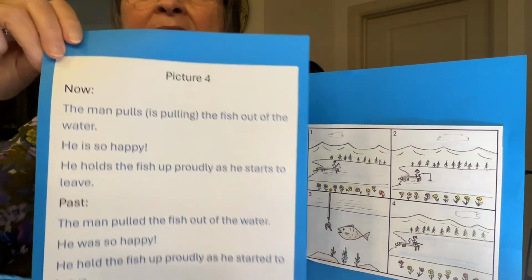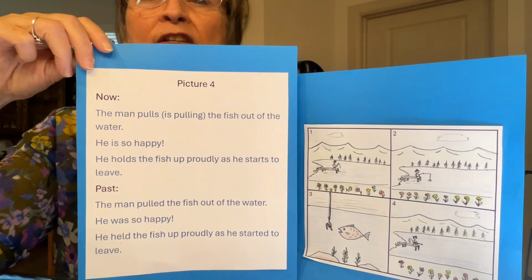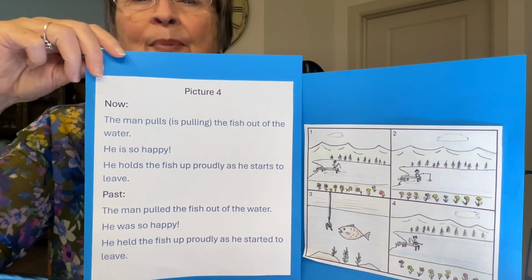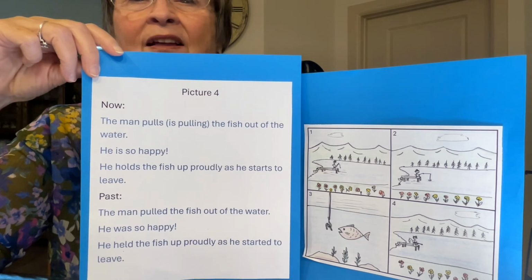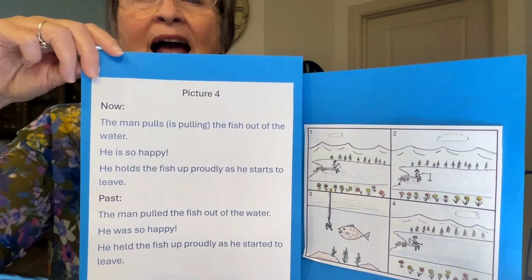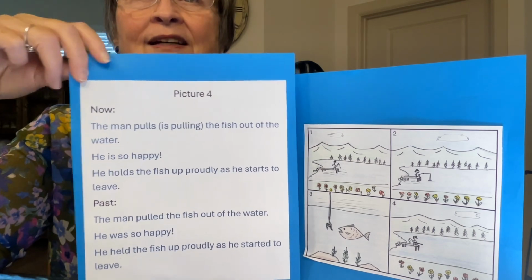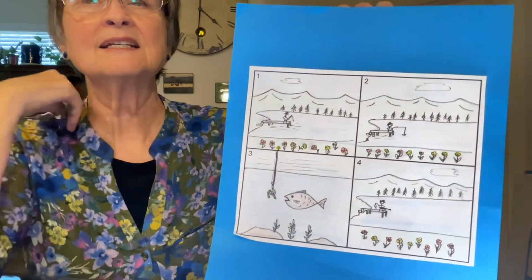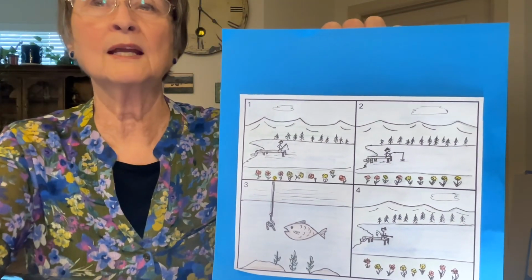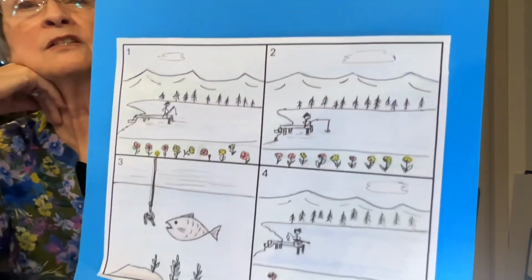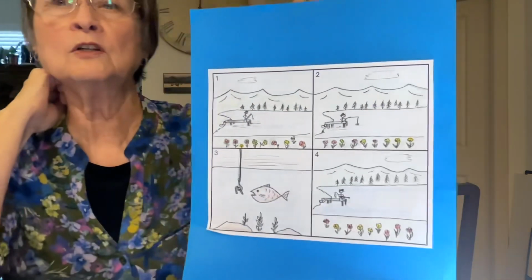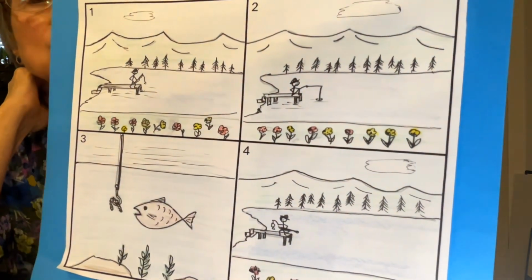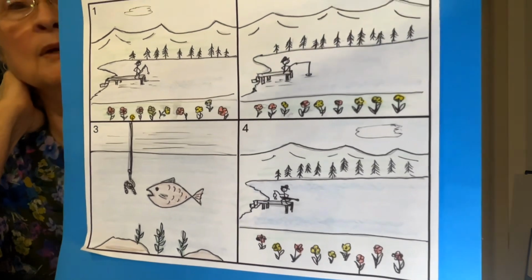Past. The man pulled the fish out of the water. He was so happy. He held the fish up proudly as he started to leave. Okay. So that is our story in sequence. 1, 2, 3, 4. In order, in sequence. Once you've written your story, then see if you can look at the pictures and tell the story without looking at the paper anymore.